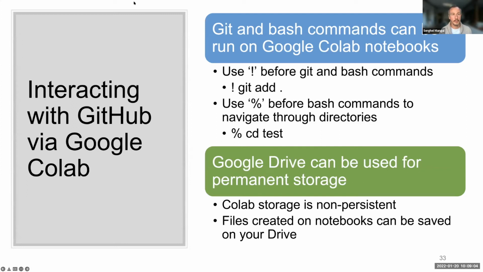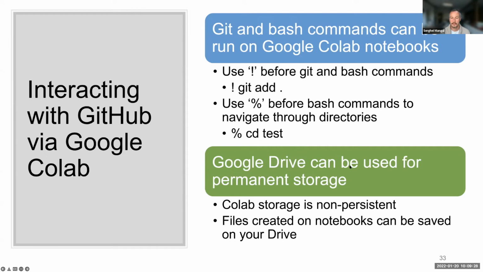Okay, so the way we'll be doing that is through Google Colab. As you did with Unix, you will add an exclamation sign before the git or bash commands. I think that's one way to do it. Another way is to use percentage signs. I think they are more or less interchangeable.